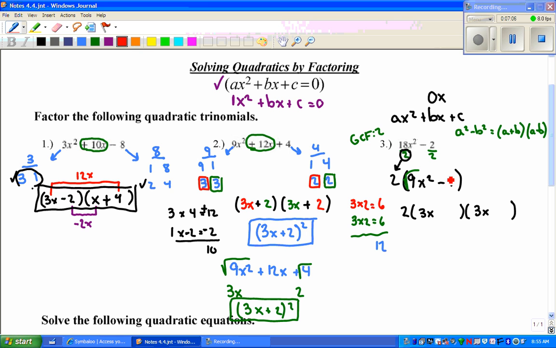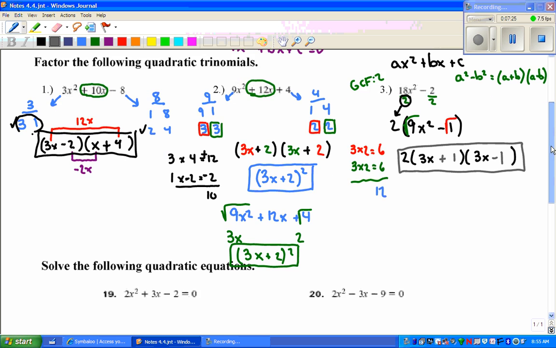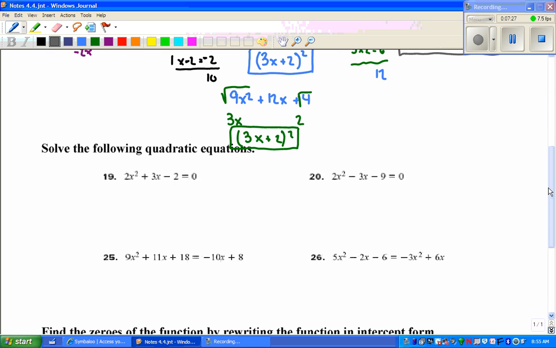I'm going to take the square root of this. Square root of 1 is 1, so I'm going to put a 1 here and a 1 here. And notice what I do with my signs. I have a positive and I have a negative right here. I now have factored that quadratic binomial. Okay? All right, next. No different here.